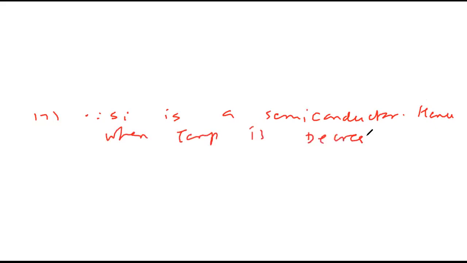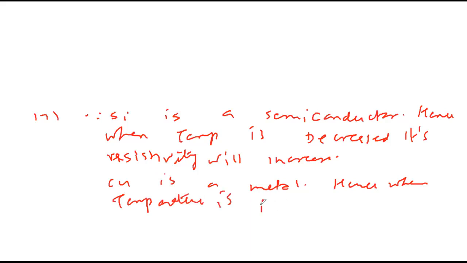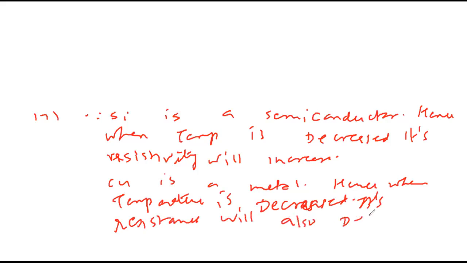Since silicon is a semiconductor, when temperature is decreased, its resistivity will increase. Copper is a metal. Hence, when temperature is decreased, its resistance will also decrease. Write the answer. 17th one.